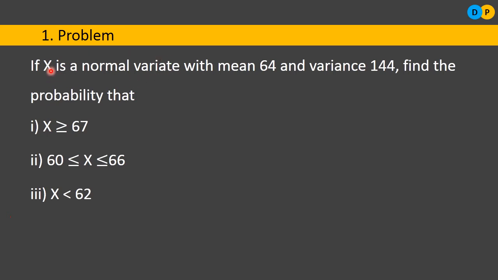So x will be converted to z. What is z? Z is a standard normal variate. Here x is a normal variate. So here we will be standardizing the normal variate x to a standard normal variate, and later we will be finding the solution. So let us start finding the solution.